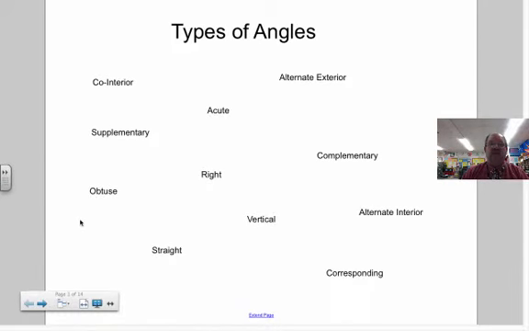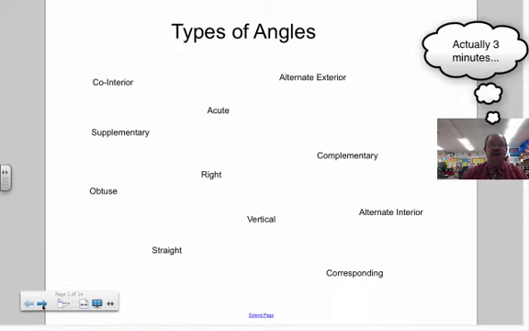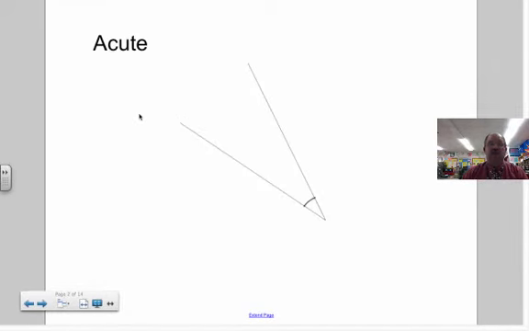So we're going to try to talk about types of angles. We're going to try to get through 11 different kinds of angles in about 2 minutes. So you'll see the list. I'm talking fast because I'm just giving you really an introductory sort of thing.